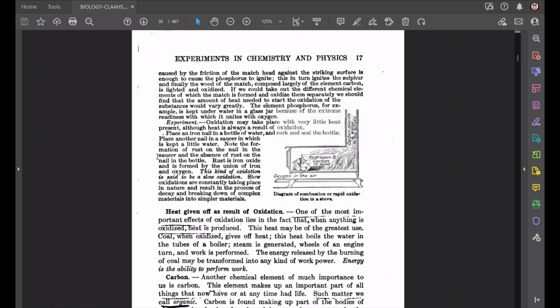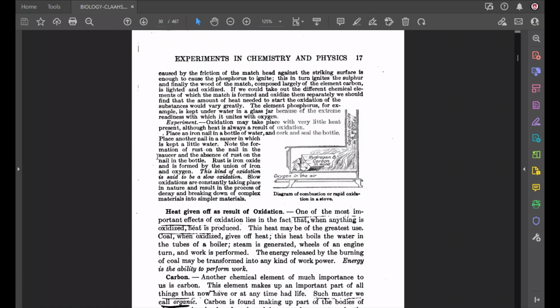Rust will form on the nail in the saucer, but not on the nail in the bottle of water. So does water cause rust? It's necessary in forming rust, right? But it's not the cause of rust. What happens when metal rusts is oxidation. The metal is united with oxygen. Okay?